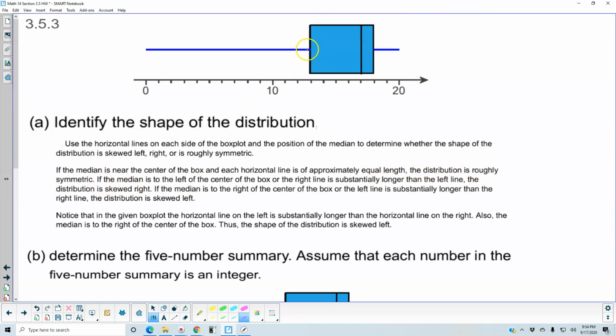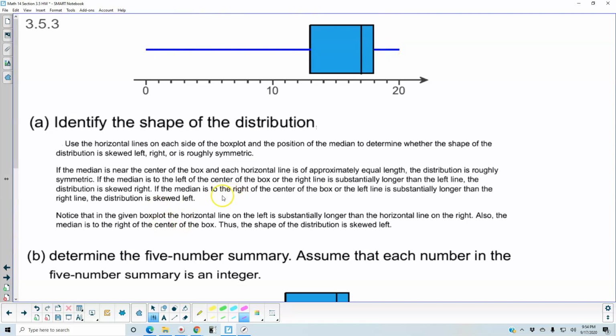So what it's saying here is, is this line equal to that line up here? And they're not equal to each other, so therefore we can say that it's not symmetric. Now, if the median is to the left of the center of the box, or the right line is substantially longer than the left line, then the distribution is skewed right. Well, that doesn't work because the left line is longer than the right.